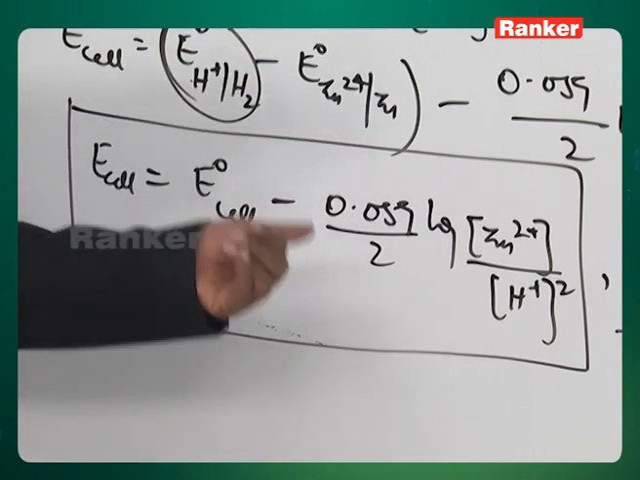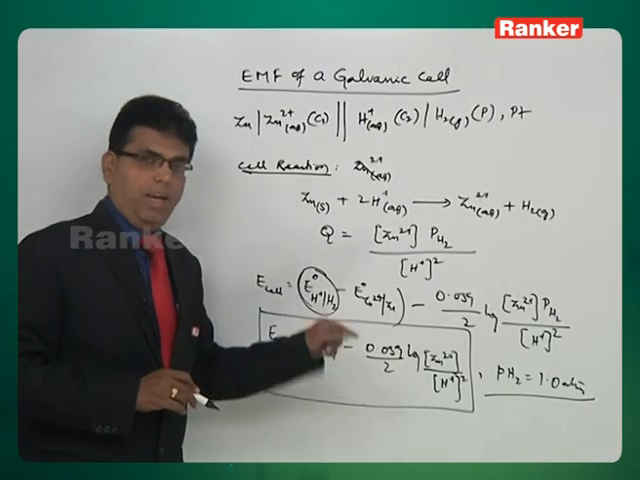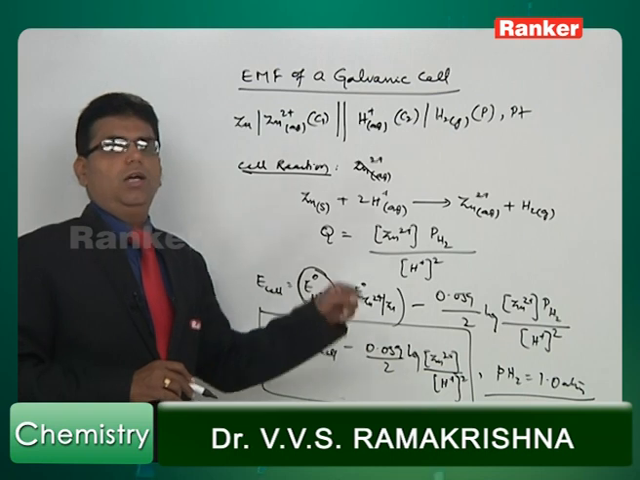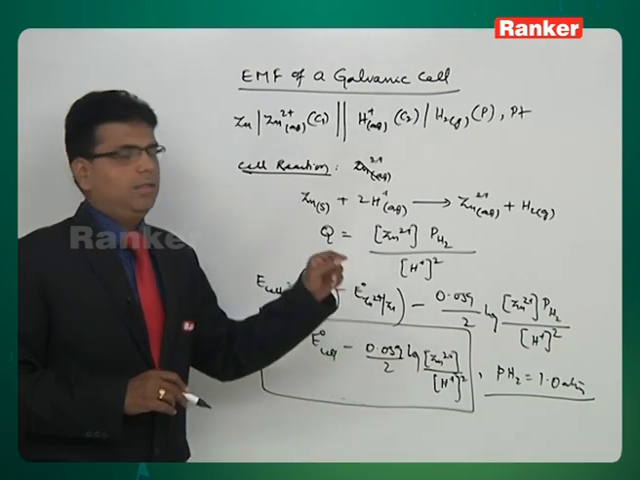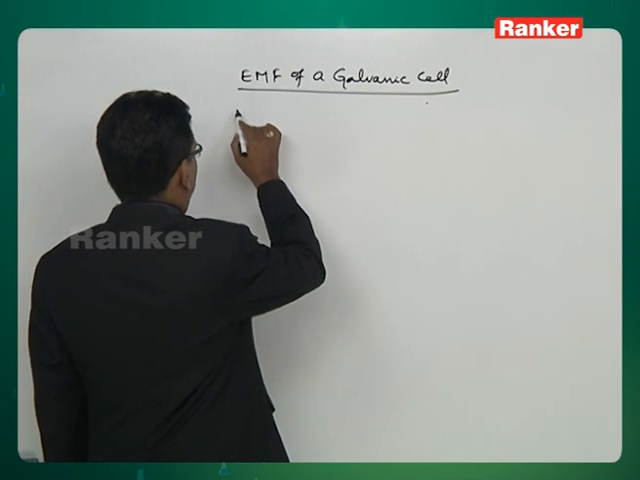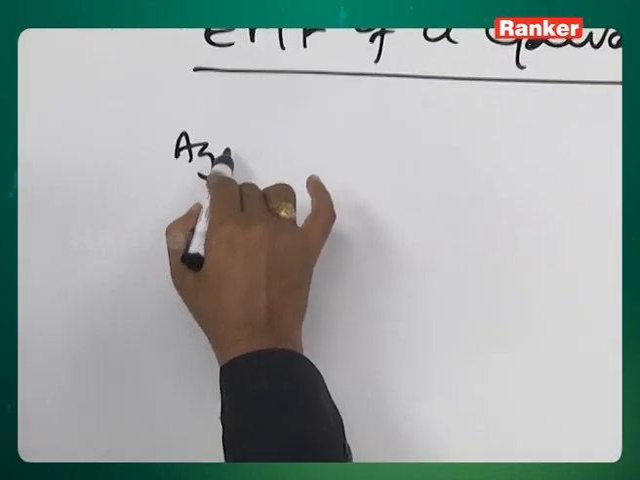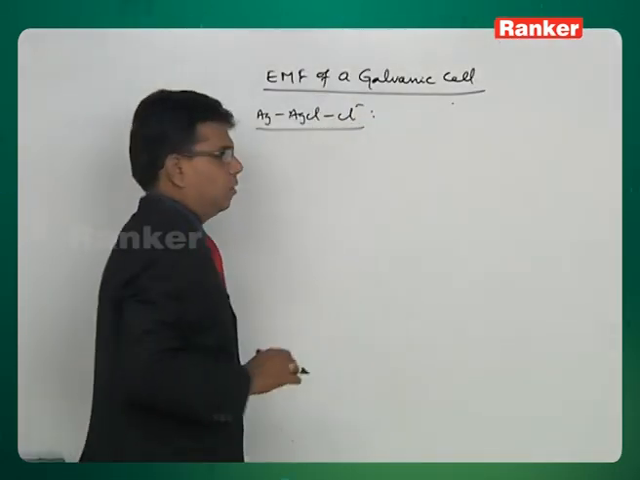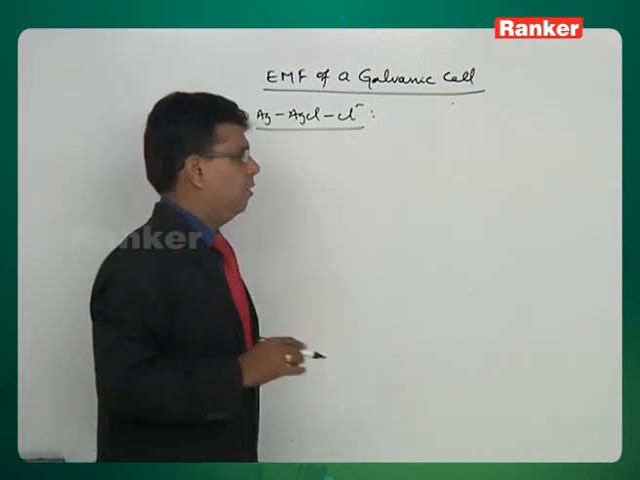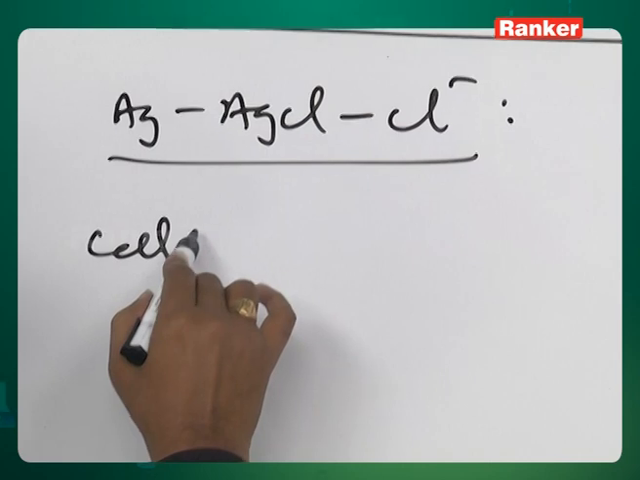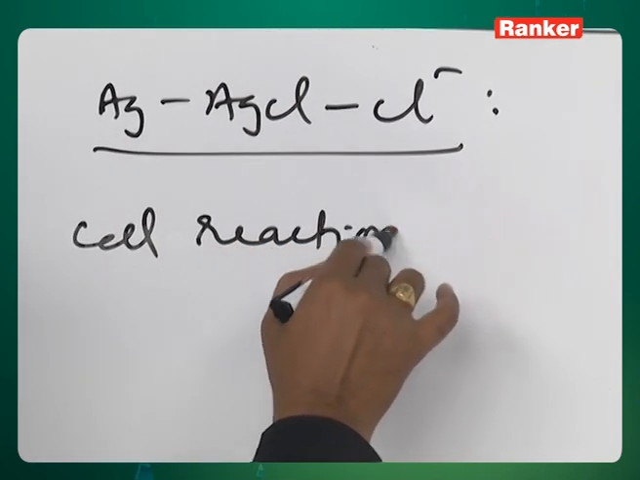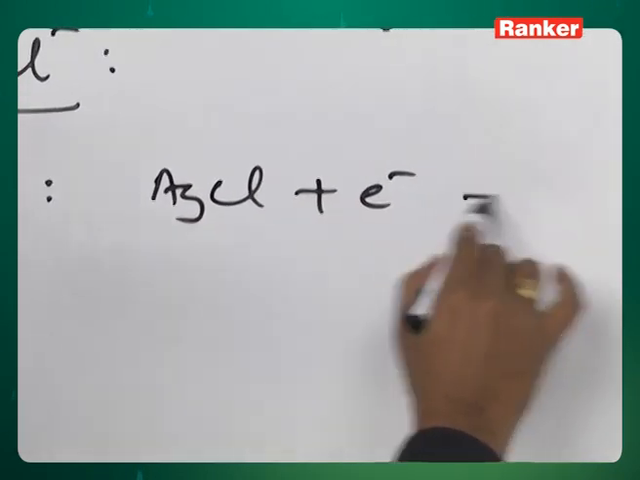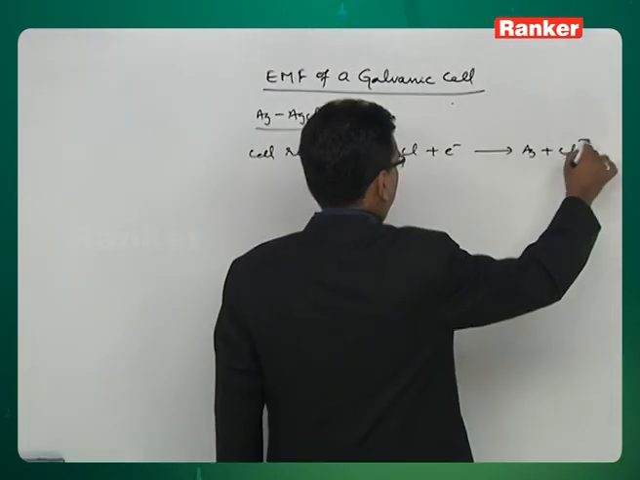Now, next we will see how to apply the Nernst equation to a calomel electrode, or in general to a metal insoluble anion electrode. Suppose we take Ag, AgCl, Cl minus, and consider it as a half cell. For this, the half cell reaction is AgCl plus electron to give Ag plus Cl minus.